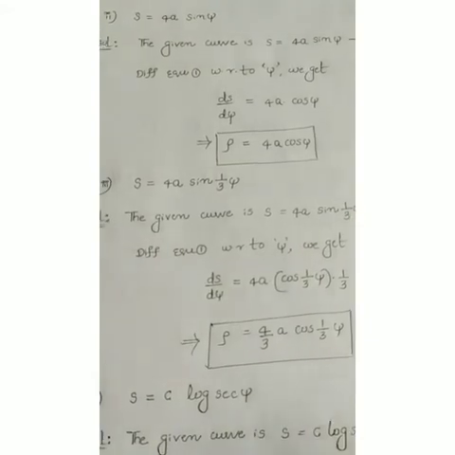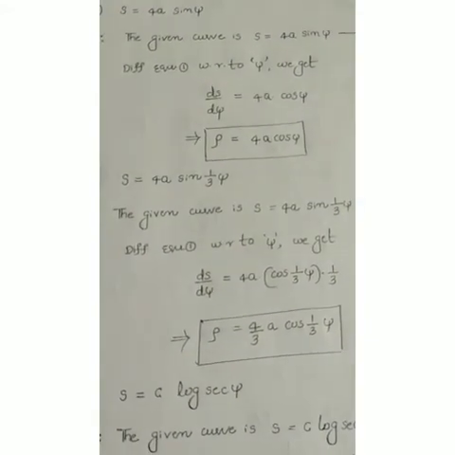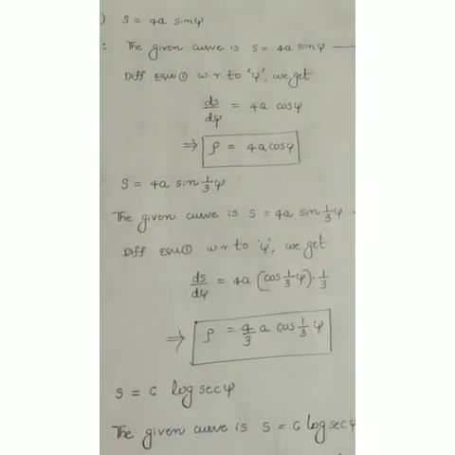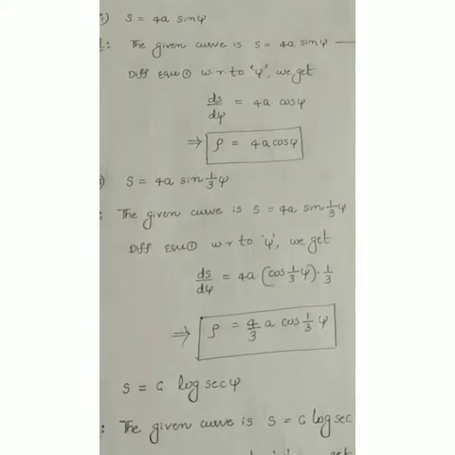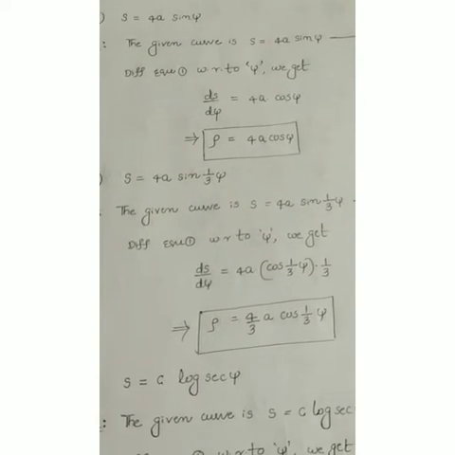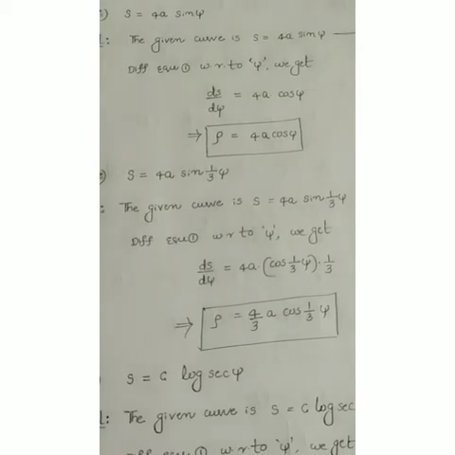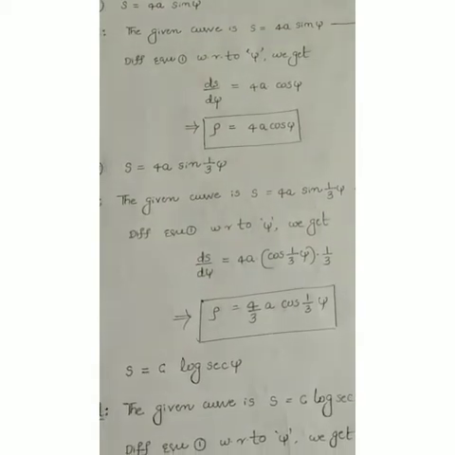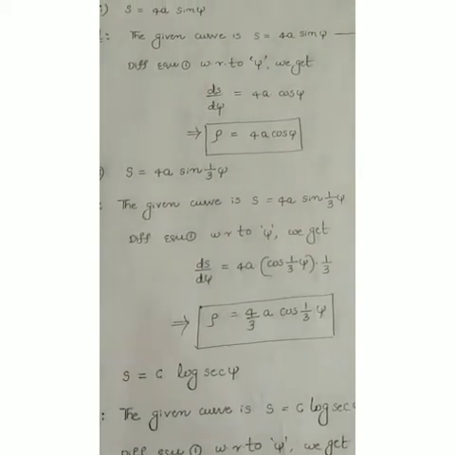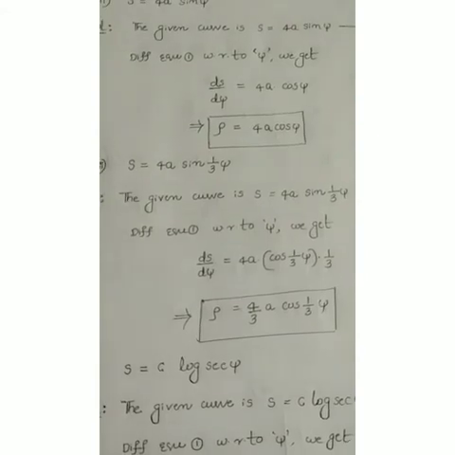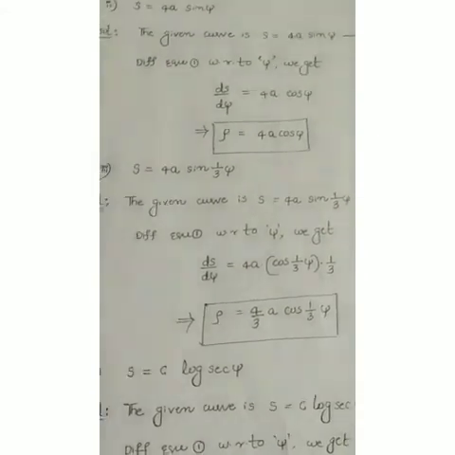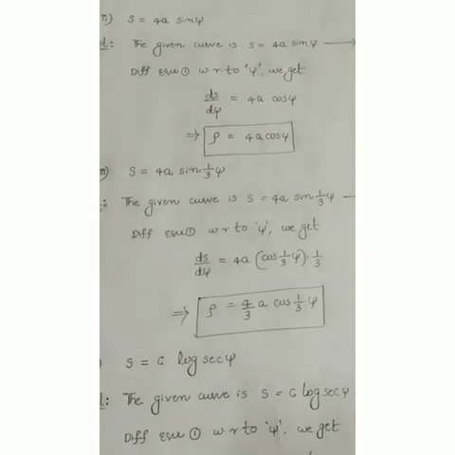Second problem, s equal to 4a into sin psi. So the given curve is s equal to 4a into sin psi. This is equation number 1. Differentiating equation 1 with respect to psi, we get ds by d psi equal to 4a into sin psi differentiation is cos psi. Then rho equal to 4a into cos psi, because rho equal to ds by d psi.